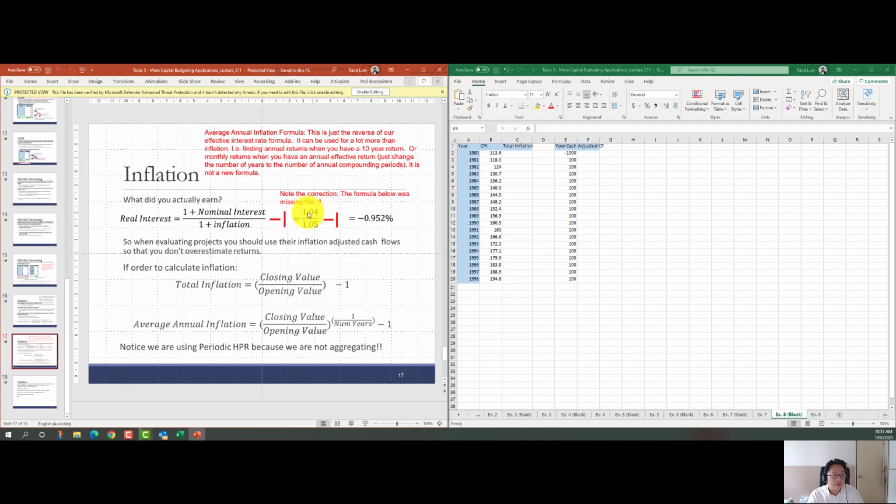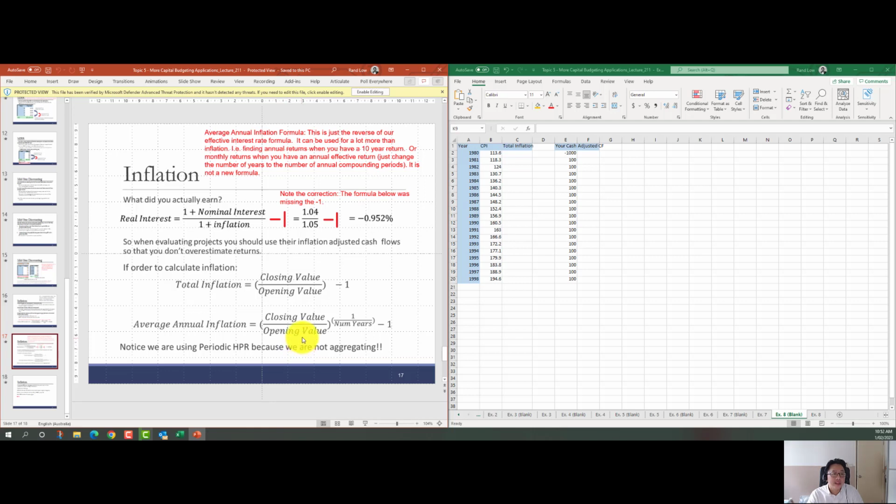So therefore, when evaluating projects, use inflation-adjusted cash flows so we don't overestimate returns. To look at inflation, we take total inflation, closing value divided by opening value minus 1. Or we look at the average annual inflation, we look at closing value divided by opening value to the power of 1 over number of years minus 1. We use the periodic holding period return because we are not aggregating.